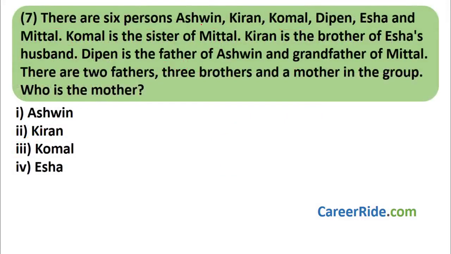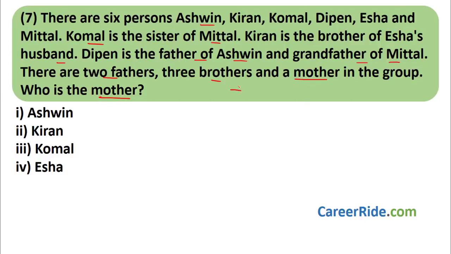There are 6 persons: Ashwin, Kiran, Komal, Dipen, Isha and Mittal. Komal is sister of Mittal. Kiran is brother of Isha's husband. Dipen is the father of Ashwin and grandfather of Mittal. There are 2 fathers, 3 brothers and a mother in the group. Who is the mother? Now, if you start counting fathers and 3 brothers and just 1 mother, that is 1 female, then you won't get the answer.